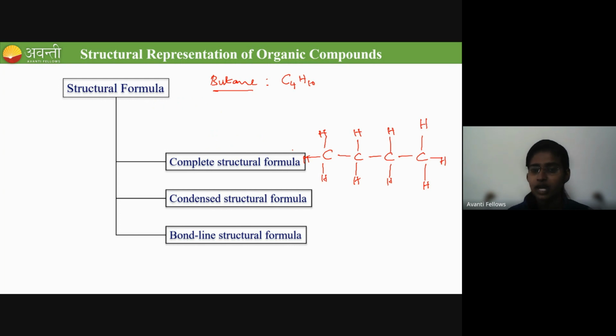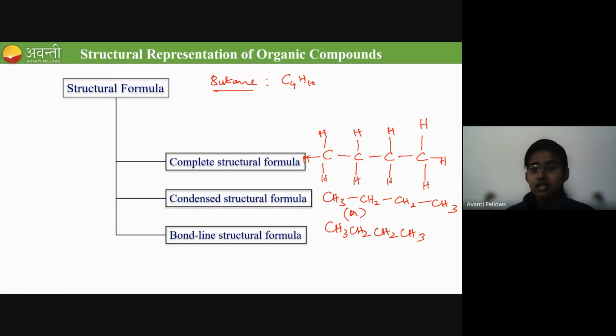Now, if I have to condense this particular structure, I can write like this: CH3, CH2, CH2, and CH3. Here I have shown only the carbon-carbon single bonds and not the carbon-hydrogen single bonds. I can further condense this by removing all the carbon-carbon single bonds also. If I remove that, what will I get? CH3, CH2, CH2, and CH3. So this is the further condensed form.